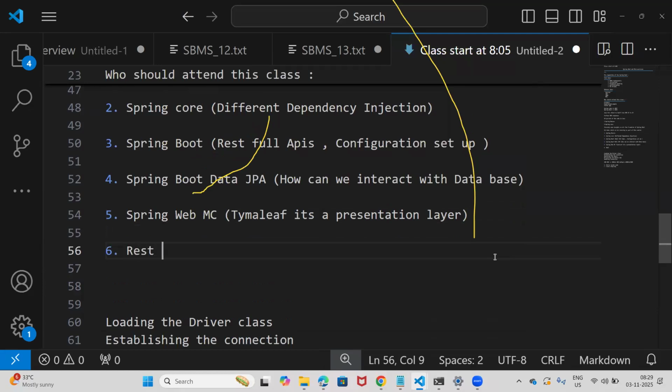Module 6 is REST API. So we can see how to develop distributed applications here.